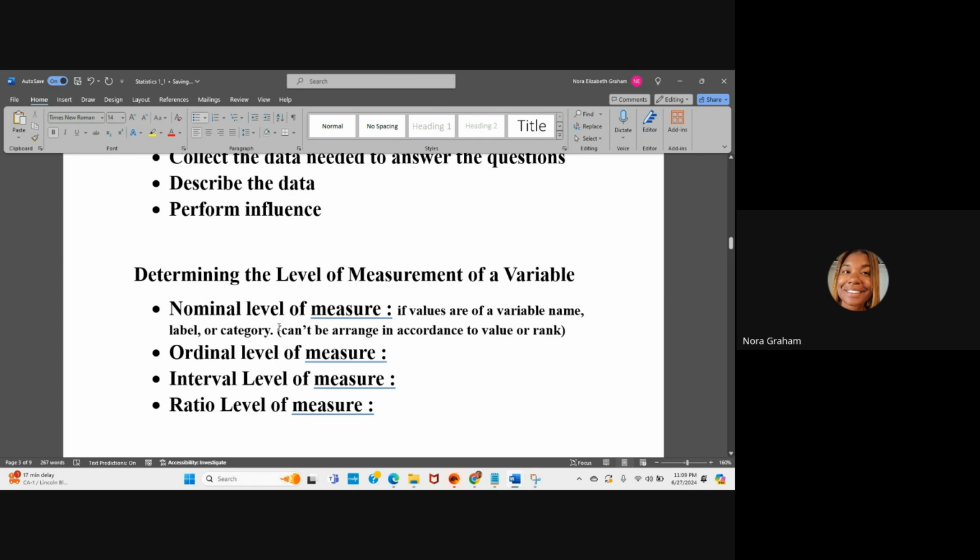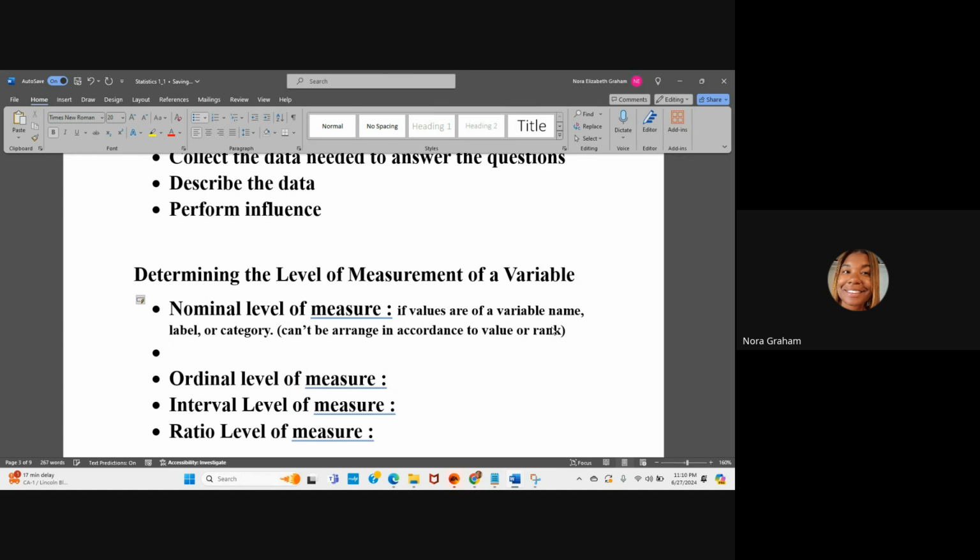Okay. So some examples of a nominal level of measure would be like gender. You can't really rank male and female. They're two variables, but you can't rank them. And they have no number quality. Okay. They have a name and a label and a category, but I can't really rank them or arrange them in accordance to their value. Okay. So that's how we can look at a nominal level of measure for our variables.